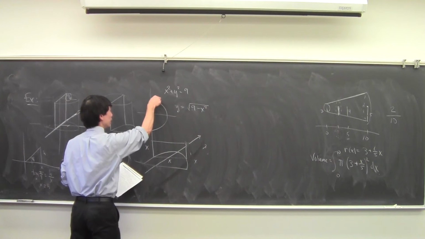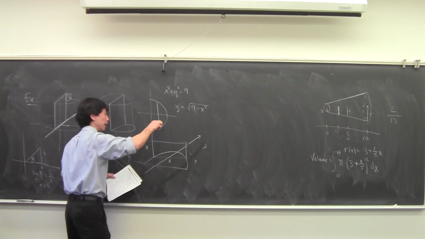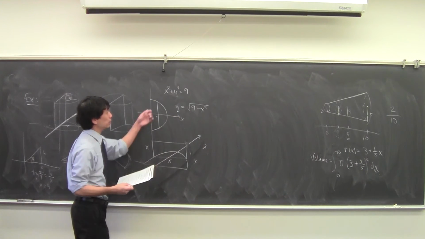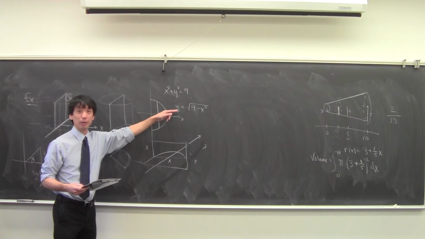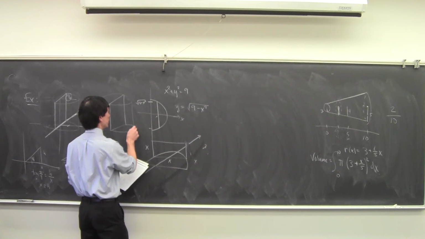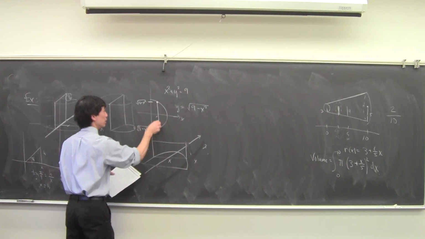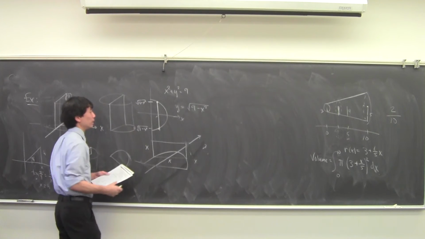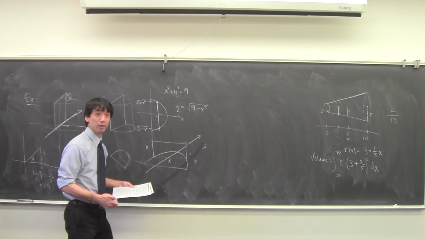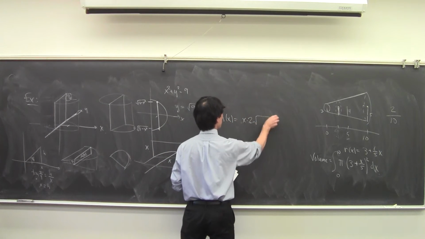So we've sliced it like this, and we know it's x tall, and we know the width too. If this is x, then the width is going to be twice the square root of 9 minus x squared, because this point is the square root of 9 minus x squared, and this point is negative the square root of 9 minus x squared. So the length of this line is this minus this. So you get that the area is x times 2 square roots of 9 minus x squared.